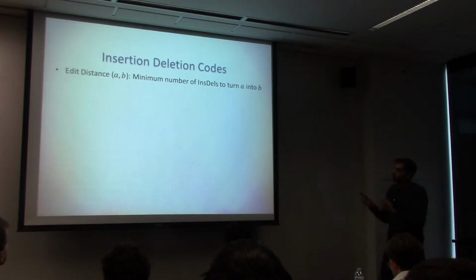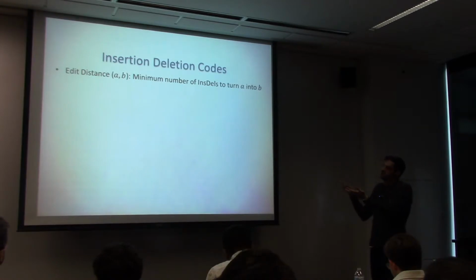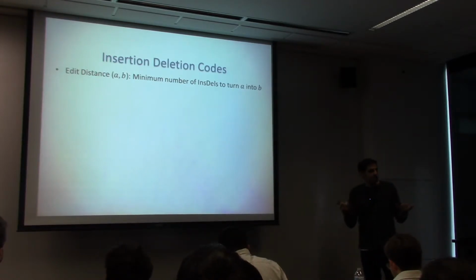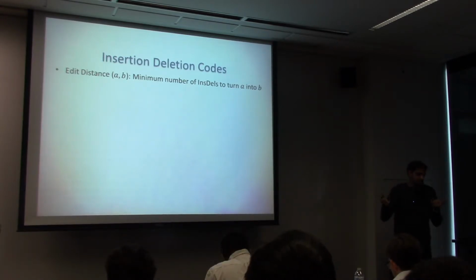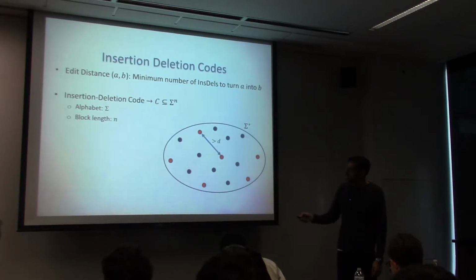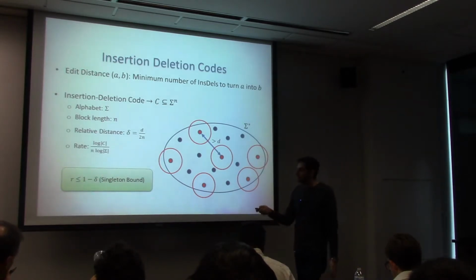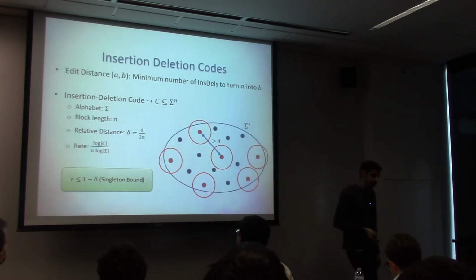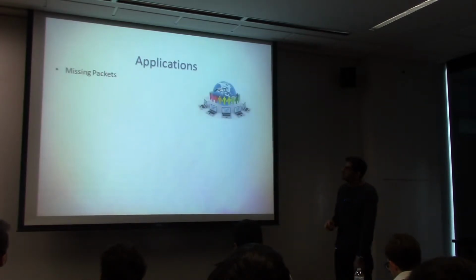And again, for insertions and deletions, you can think of codes. We define this new notion of distance between two strings. Edit distance of two strings would be the minimum number of insertions and deletions that you need to do to turn one into another. Over this, you can think about the same definition of an insertion-deletion code, the same definition for distance and rate, and you would have the Singleton bound the same way. And again, we would have the question of what is the best family of codes that I can find to protect against a certain fraction of insertions and deletions.